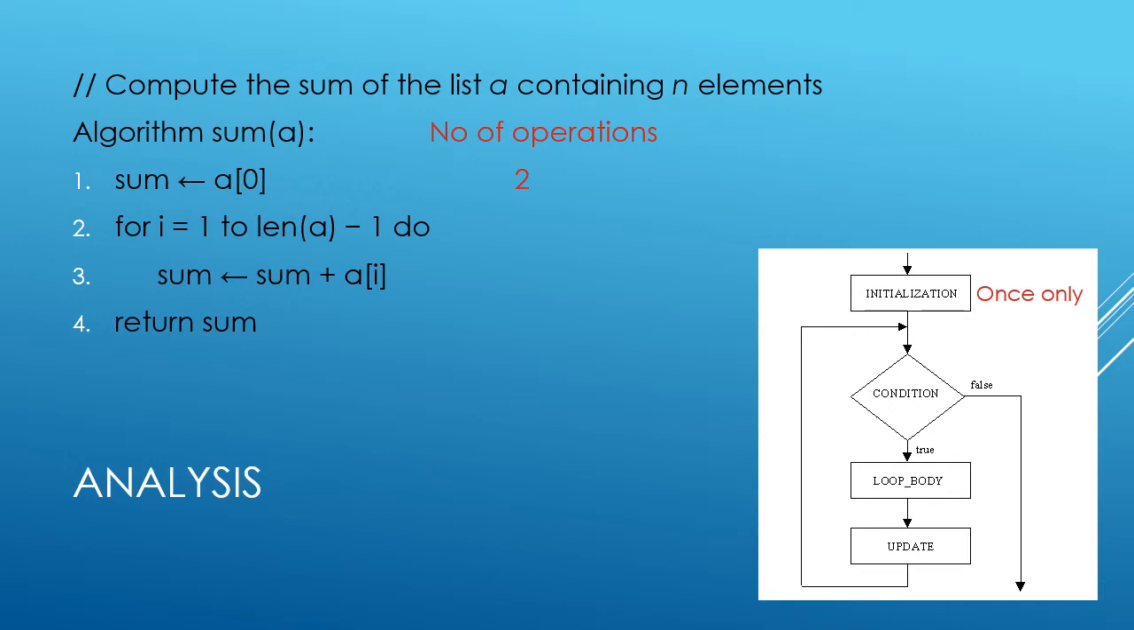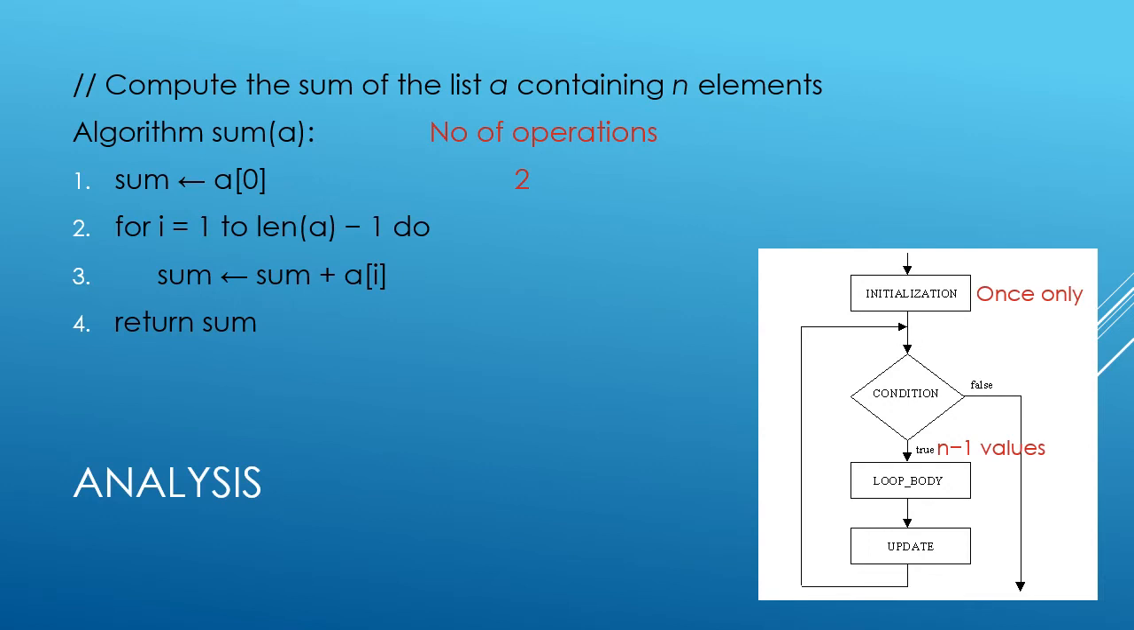Once i has been initialized, then it is checked if i falls within the valid range for this for loop. What is the valid range for our for loop? Our for loop will go from 1 to n minus 1. So these are valid values of our loop, from 1 to n minus 1. How many true values do we have for this loop? n minus 1 values, from 1 to n minus 1.